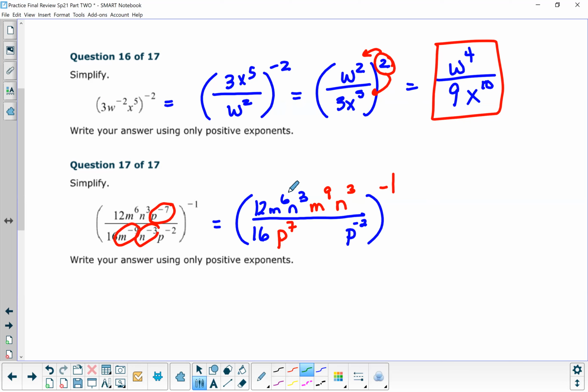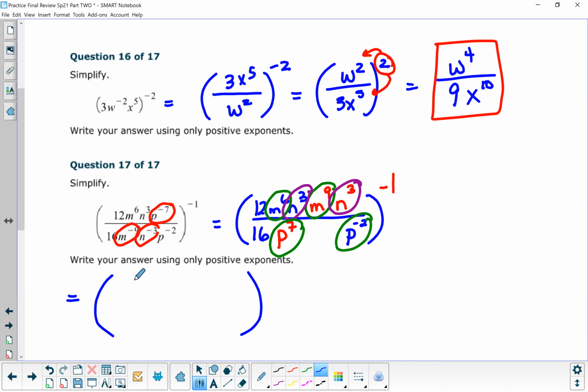Now, I prefer to do it this way, so now I can simplify m to the 6th and m to the 9th as a product rule, and I can simplify n cubed and n cubed as a product rule, and I can simplify p to the 7th and p to the negative 2 as a product rule. So that means I'm also going to simplify 12 over 16, reduce that by a factor of 4, so that gives me 3 over 4, m to the 6, m to the 9, so that's m to the 15.